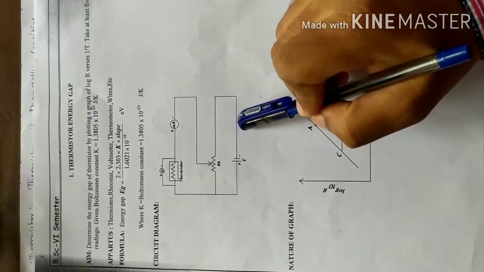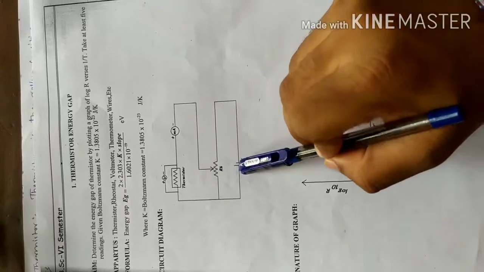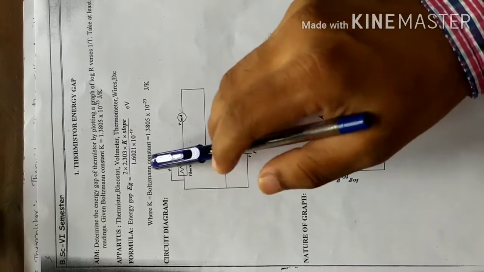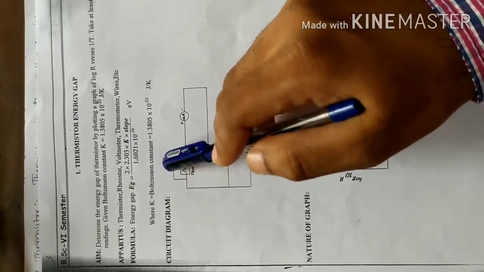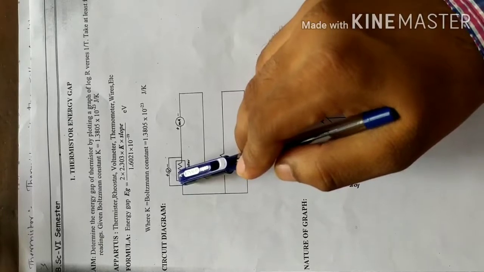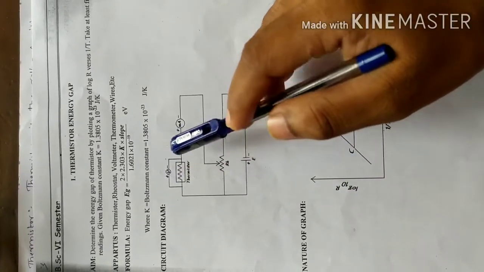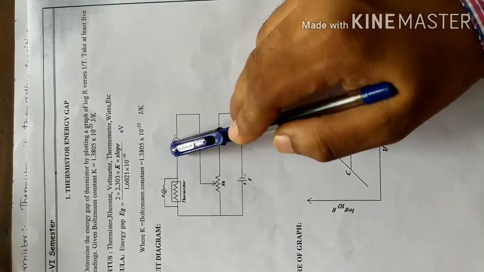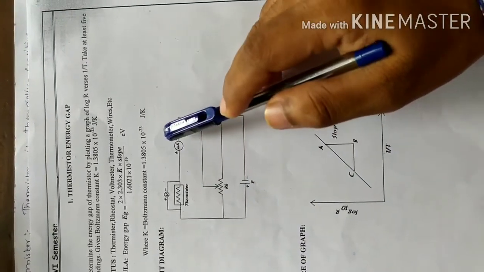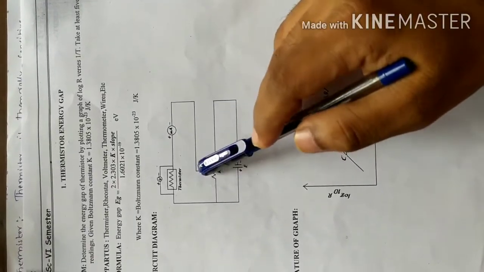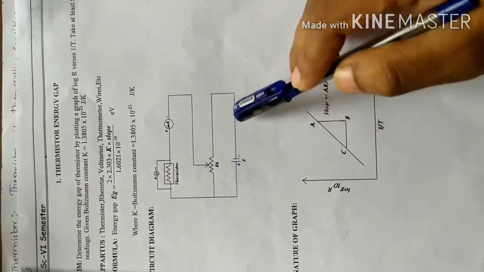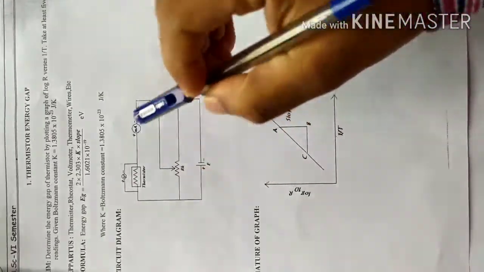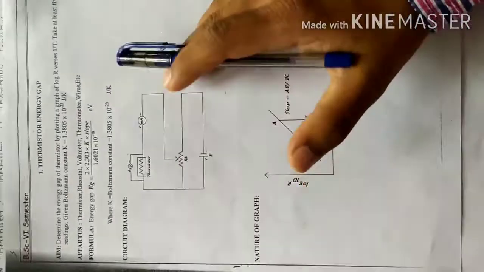Let's see the circuit diagram. Here the positive end of the battery is connected to the lower end of the rheostat. The same lower end of the rheostat is connected to the positive end of the voltmeter. The same positive end of the voltmeter is connected to the thermistor. The negative end of the voltmeter is connected to the other end of the thermistor. The same end of the thermistor is connected to the positive end of the milliammeter, and the negative end of the milliammeter is connected to the rheostat. The negative end of the battery is then connected to another lower end of the rheostat. We have to make the connections as shown in the circuit diagram.